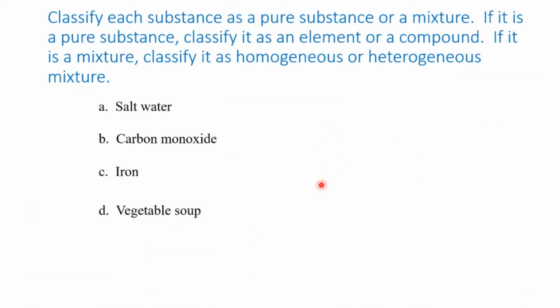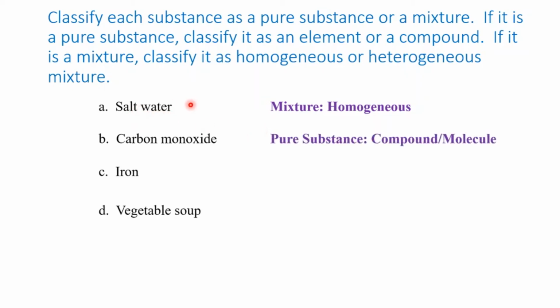Okay, let's work on this problem. Classify each substance as a pure substance or a mixture. If it is a pure substance, classify it as an element or compound. If it is a mixture, classify it as homogeneous or heterogeneous mixture. Okay, salt water. So here the salt water, I'm not talking about the ocean water. I'm just simply talking about the water you make by adding table salt, nothing else. Then that's homogeneous mixture because all of the sodium chloride is dissolved in water.